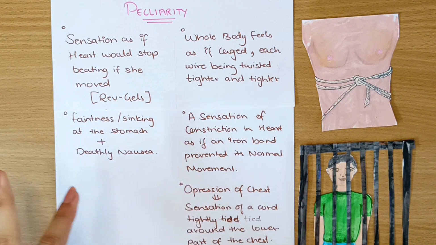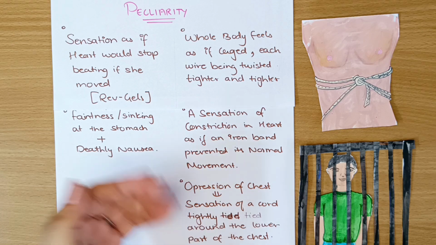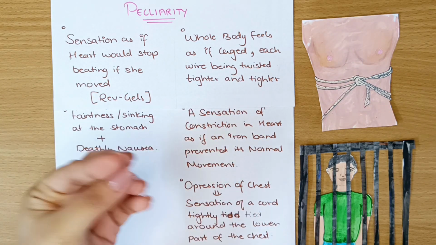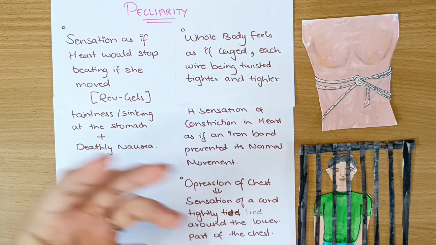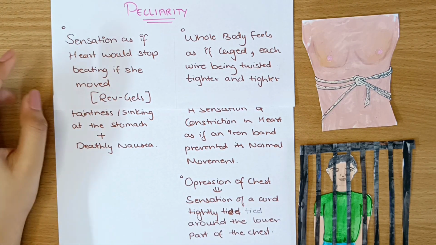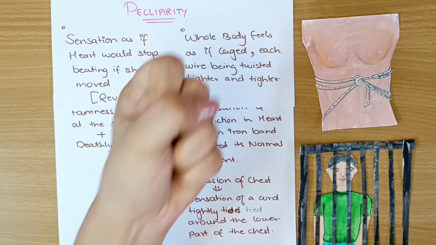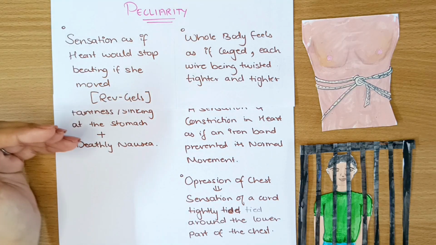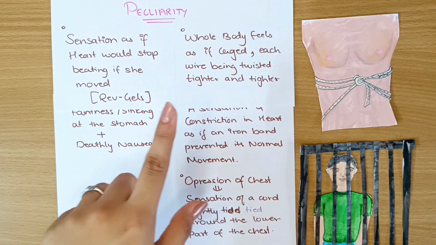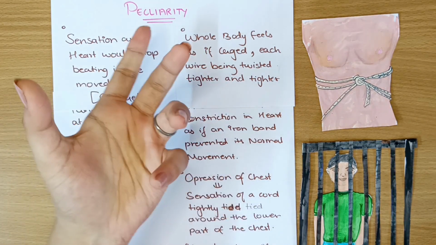Now, what we see in digitalis are only two peculiarities, but in Cactus grandiflorus there are more than two kinds of sensations or peculiarities that revolve around the heart. In digitalis, there is a sensation as if the heart would stop beating if she moved. This is reversed in Gelsemium, because in Gelsemium the heart would stop beating if she does not move.